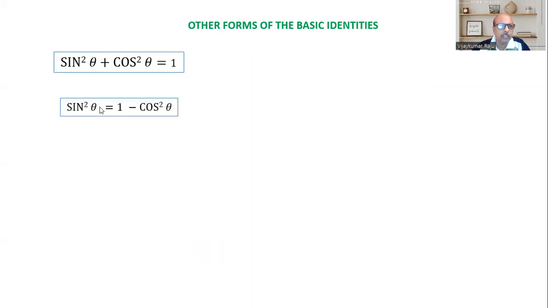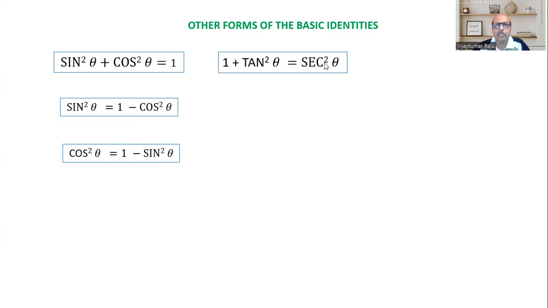The basic identity which you have learned first is sin square theta plus cos square theta is 1. Now, when I take cos square to this side, what will happen? Sin square is equal to 1 minus cos square. So I can write this in this form also. Or I can take sin square to this side, and it becomes cos square is equal to 1 minus sin square. So you can write sin square plus cos square as 1, or sin square is equal to 1 minus cos square, or cos square is equal to 1 minus sin square. Now let us take the second identity. 1 plus tan square is equal to sec square.